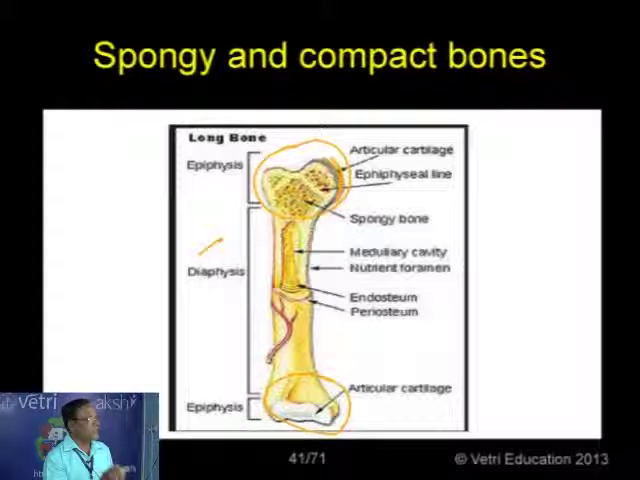If you are taking any bone, as in the case of a cartilage bone, there is an outer covering of fibrous connective tissue, and that is what is known as the periosteum.